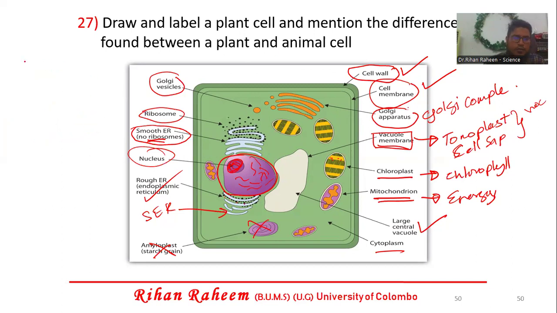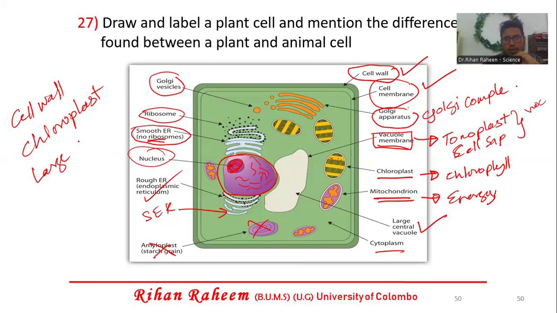So if you look at the differences between the plant cell and animal cell, the first difference is the cell wall, present in plants, not present in animals. Next one is chloroplast. It is present in plants, not present in animals. And the other one is the large, centralized vacuole, present in plants, not present in animals.